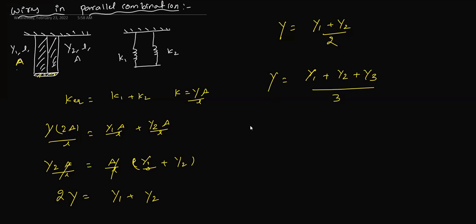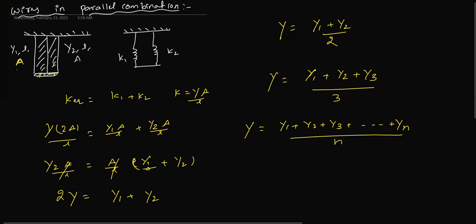For example, for n wires connected in parallel combination, Y equivalent can be written as Y1 plus Y2 plus Y3 up to Yn, over n. This is the formula for n wires connected in parallel combination. So these are important formulas only for competitive exams. They won't ask you for both.